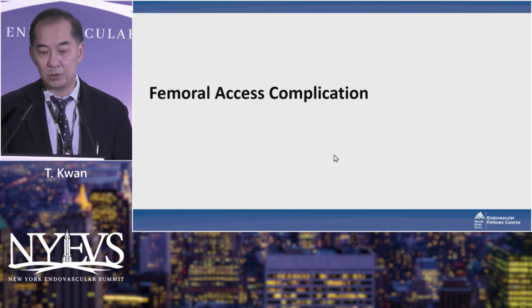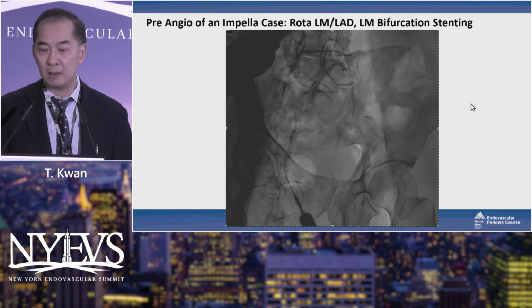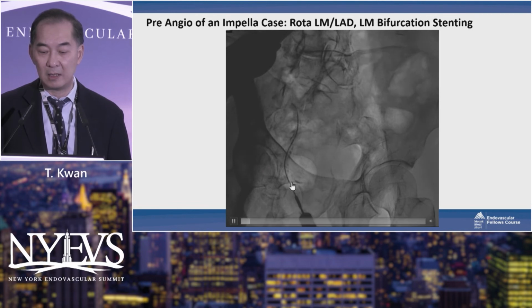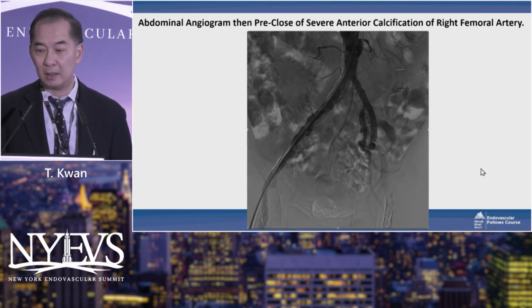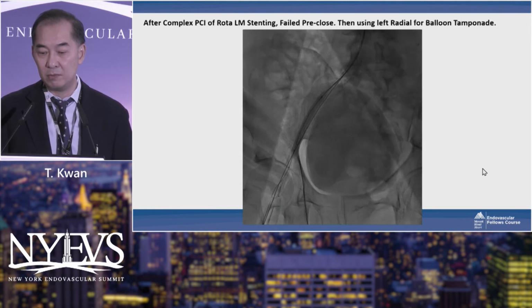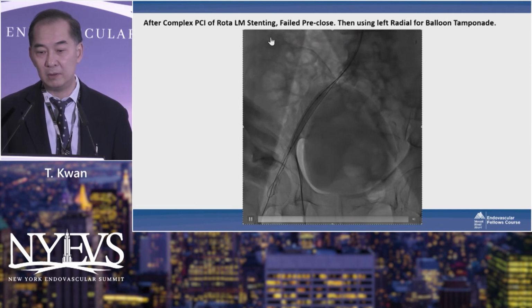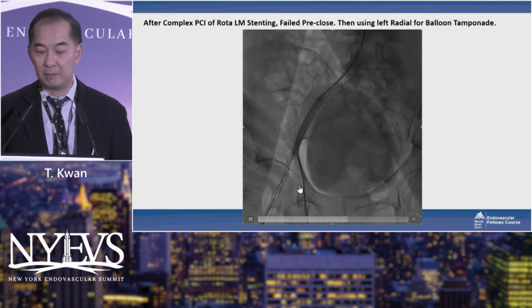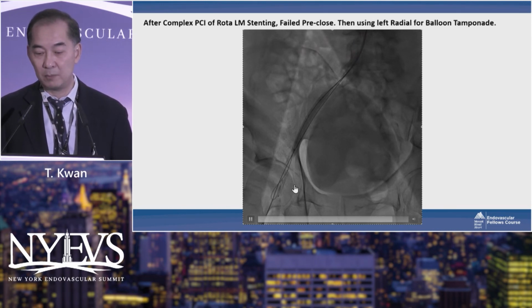The last one, I want to show a complication of femoral access. This patient had an Impella put in, with rotor and left main bifurcation stenting. You can see a lot of calcium in the common femoral artery, and PerClose was done at that time. After the successful coronary left main stenting, DK crush, the PerClose failed; the suture broke.